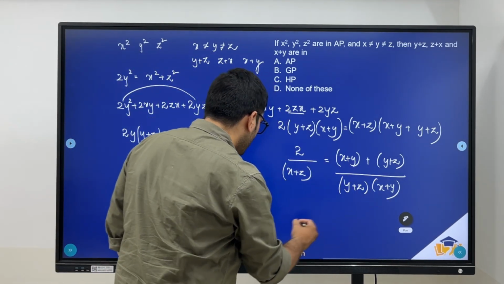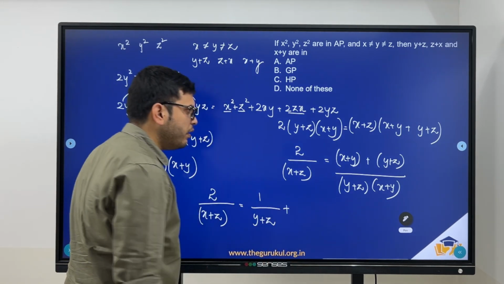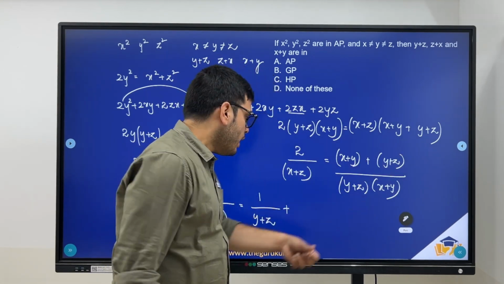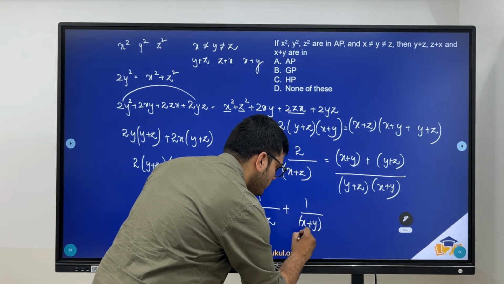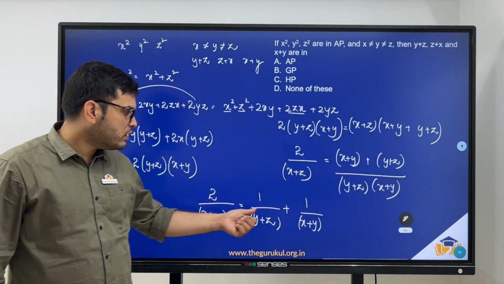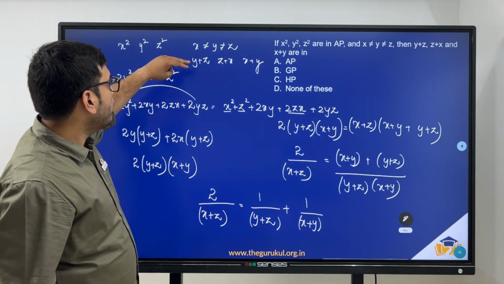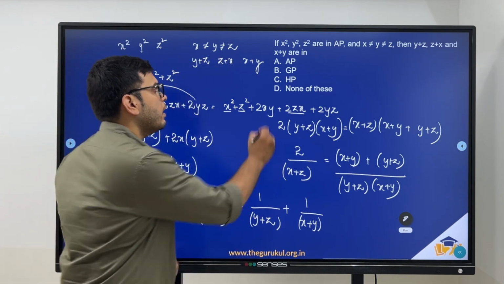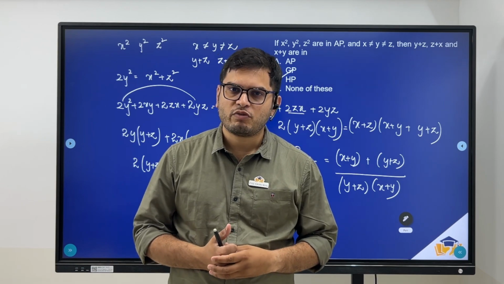I can cancel these two and you are left with 1 by y plus z plus y plus z by y plus z into x plus y. I can cancel these two and you are left with 1 by x plus y. So if 2 by x plus z is equal to 1 by y plus z plus 1 by x plus y, that means y plus z, x plus z and x plus y are in harmonic progression. Hence option C should be the answer to this question.